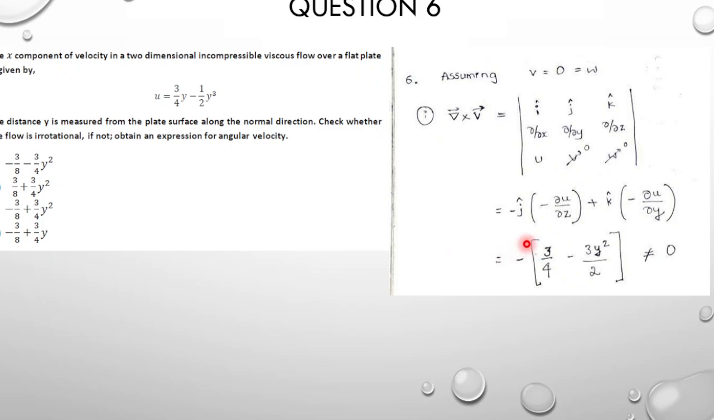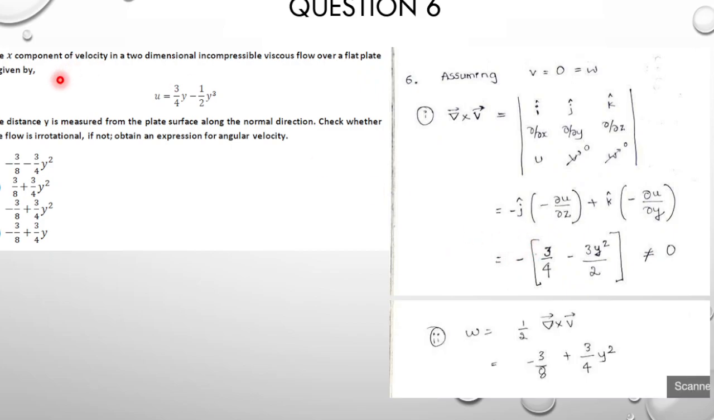The second part is to calculate the angular velocity. That is pretty easy. You just have the expression that angular velocity is nothing but half of the rotation. So you end up with minus 3 by 8 plus 3 by 4 into y square, which is option number C. So let us see the last question.